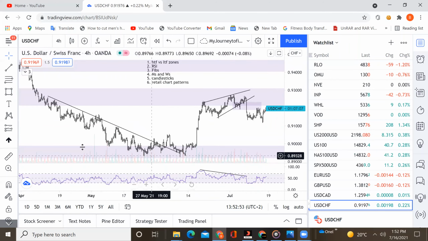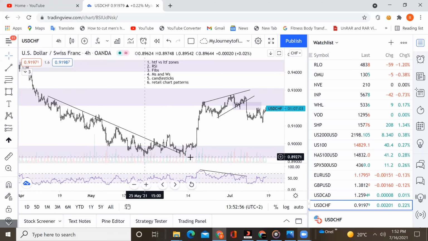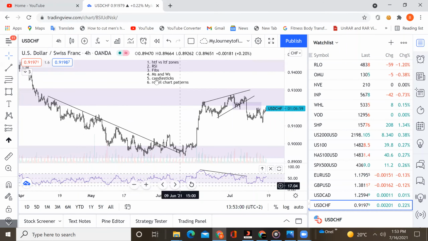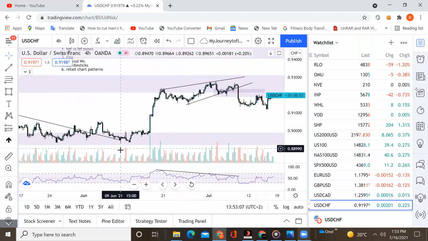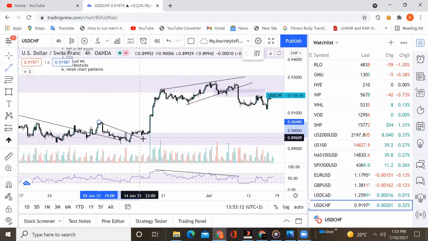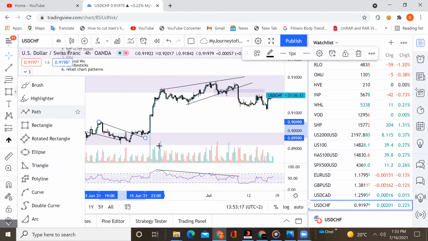So M's and W's. We've got a double top here, double bottom. Prices at lows. Trend line break, that's extra confirmation for us. Candlesticks, this long rejection candlestick, that's a good confirmation for us. Trend line break and retest at a previous key zone.